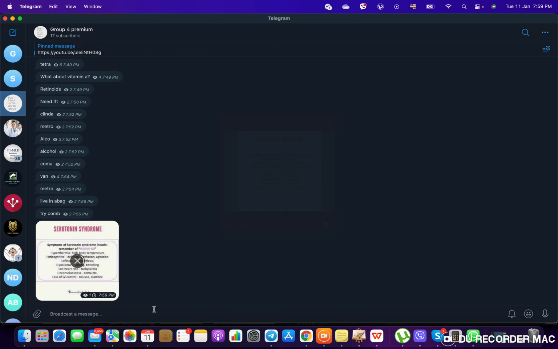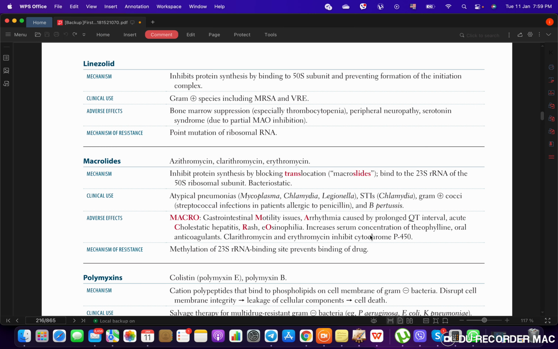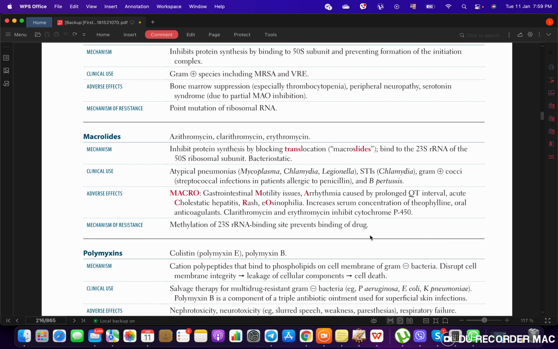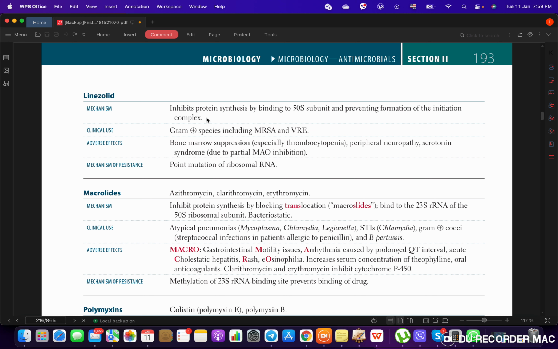Okay, so the next one goes something like this. How can the patient become resistant to linezolid? Well, basically, the drug works on the ribosomes, so the ribosomes themselves need to be altered so it cannot work on them. By a point mutation, for example.